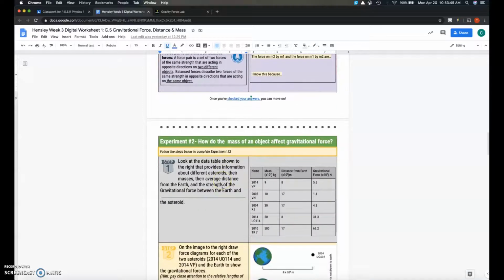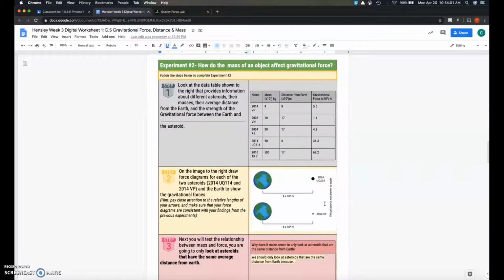In experiment 2, we're testing how the mass of an object affects the gravitational force. All right, in step 1, they give you a bunch of data. All right, they give you data about a bunch of asteroids. All right, they tell you the mass, the distance from the Earth, and the gravitational force. All right, so on the image to the right in step 2, you're going to draw the force diagrams, okay? Notice that this first one is UQ114. So you can look up here and see that this one is this guy right here. All right. The second one is 2014 VP, which is the top one up here. All right. So pay close attention to that as you're drawing your force diagram.